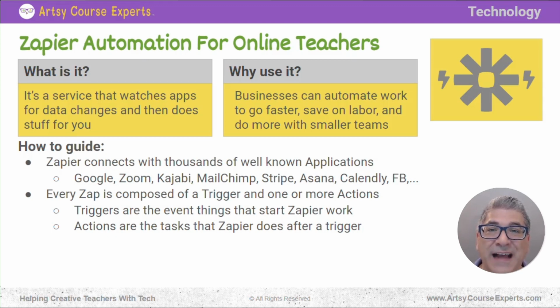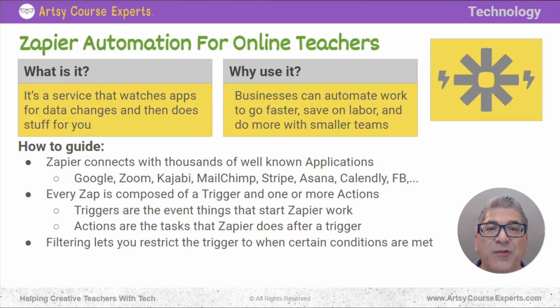And once you configure your Zap and you publish it, it's live and it's just going to keep working for you. You can also filter Zaps. Filtering lets you restrict the trigger to only when certain conditions are met. As an example, let's say you're monitoring when new rows are added to a spreadsheet. Maybe you have a field that says they bought your coaching or they subscribed to your course. Filtering could say, hey, only for the people that bought my course, I want to do this special action.